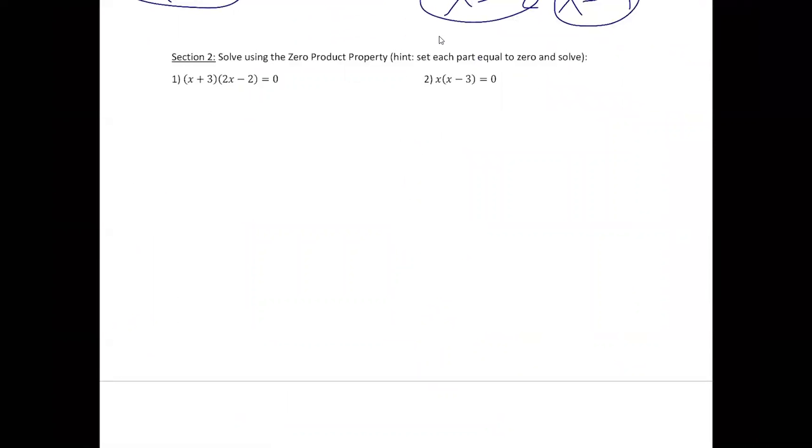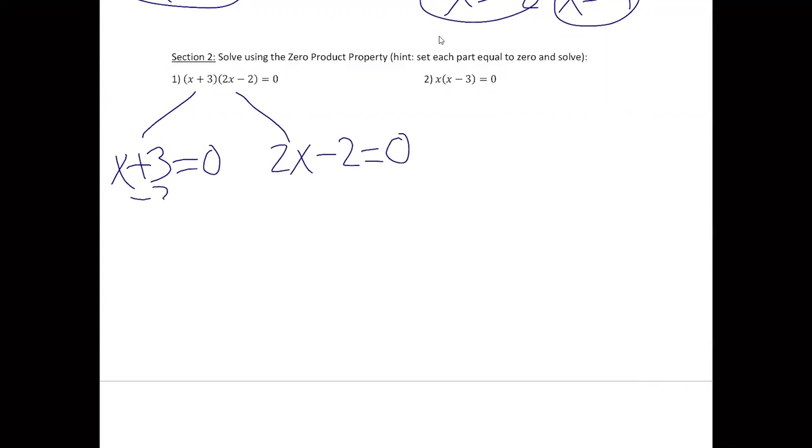For section 2, we're going to solve using the zero product property. I know it's been a little bit since we've done these, but basically, this is in factored form right now. You're going to take each one of your binomials, set these equal to 0 and solve. So for this first one, you just subtract the 3. You're just going to get -3.